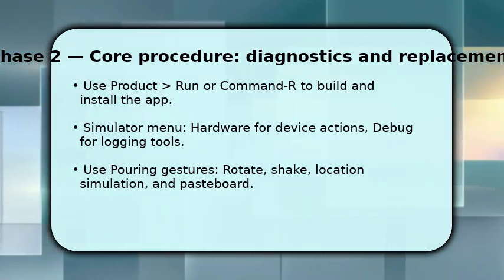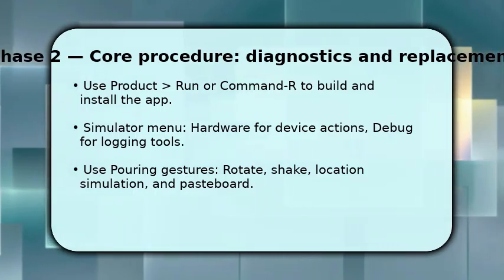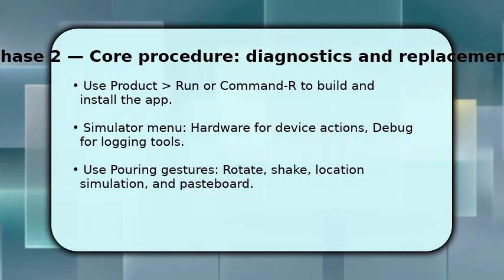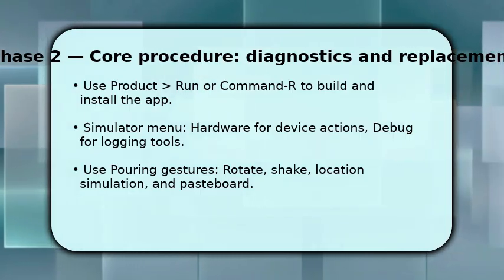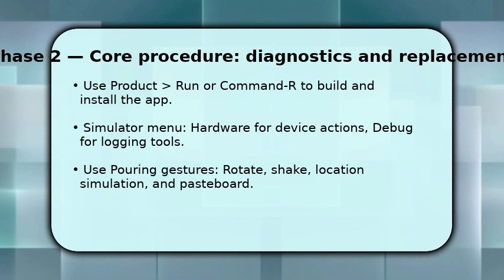Once the app is running, interact with it using your mouse or keyboard. Type into fields, drag elements, and use the location menu to simulate GPS. This helps reproduce real-world behaviors during testing and debug cycles.